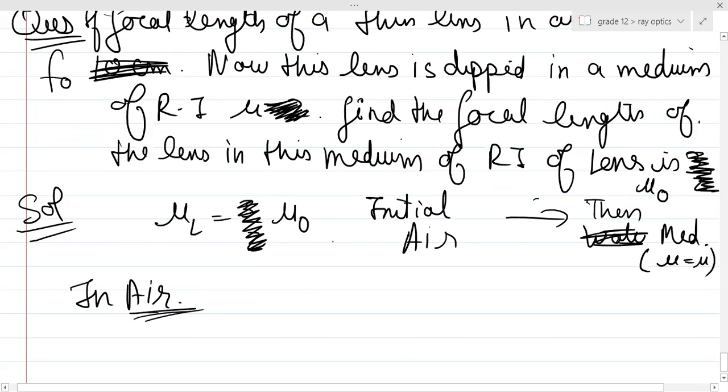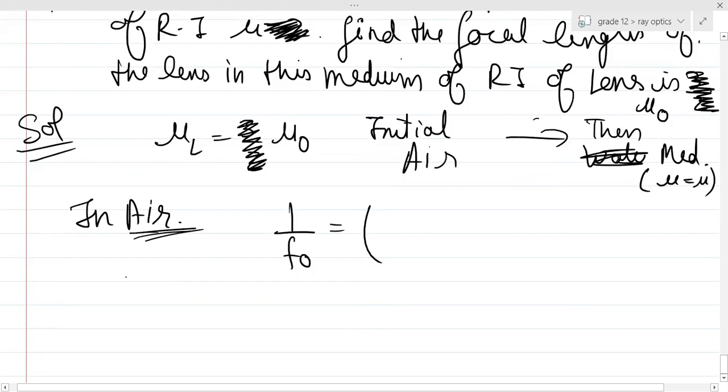In air, if I want to calculate, will it be like 1 by f naught? Is it given what kind of lens it is? No, it's just a thin lens given, nothing else. Whether it is convex or concave, don't use sign convention. If you use sign convention, you will get in trouble. So the first case, when it was in air, it was like this.